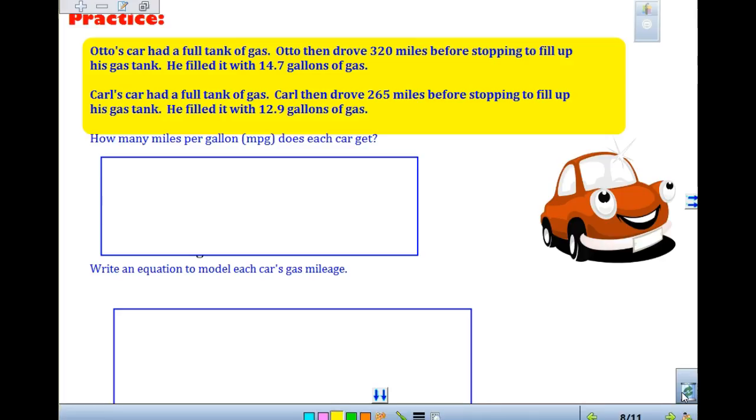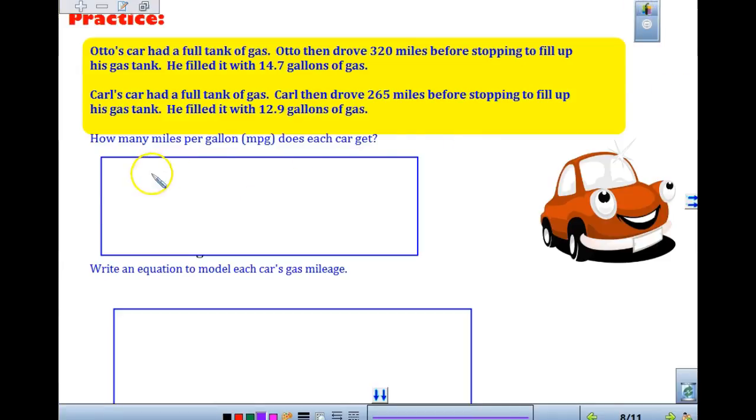This next one says we have these two cars. Otto has his car with a full tank of gas. He then drove 320 miles before stopping to fill up his tank. He filled up 14.7 gallons. Carl's car had a full tank of gas. He drove 265 miles before stopping to fill up his tank. He filled it with 12.9 gallons. How many miles per gallon?